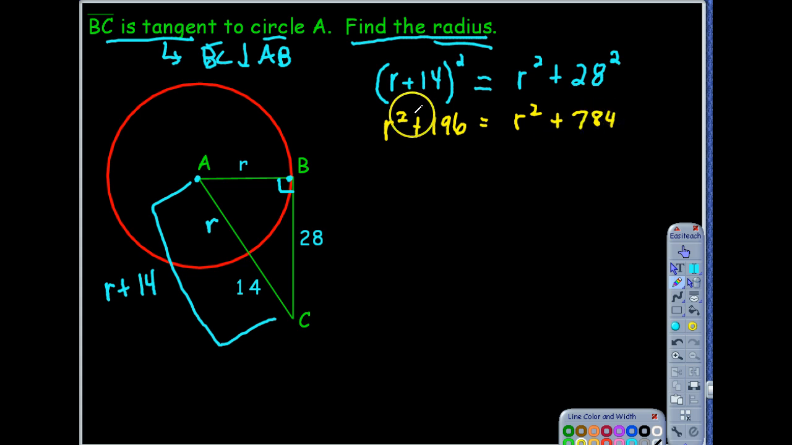So here's what's going to happen. I subtract R squared on both sides, and I'm left with 196 equals 784. Well, that makes no sense. It'd be no solution. But we're going to be able to solve for R. So what I did there is completely wrong, because there is no rule that you can square a quantity that's being added or subtracted.